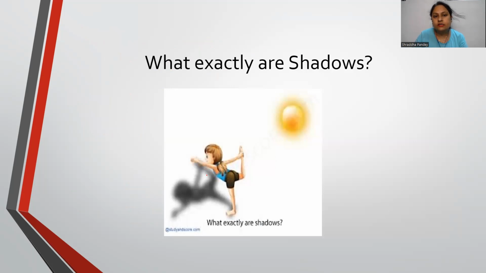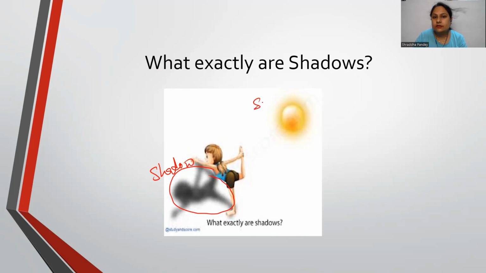Can you see what a shadow is? This dark colored patch on the ground, which is formed by this person, is called a shadow. We all know this. The shadow is formed by a source of light. There should be some source of light behind the object.